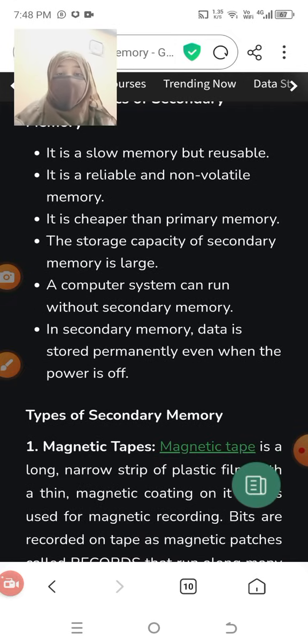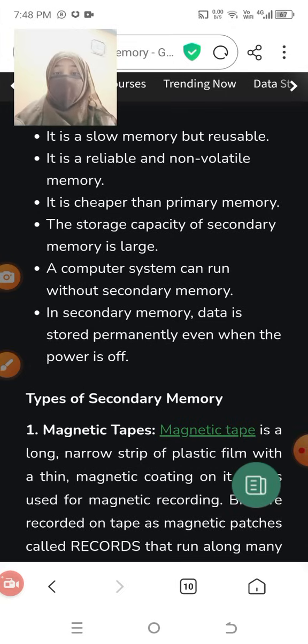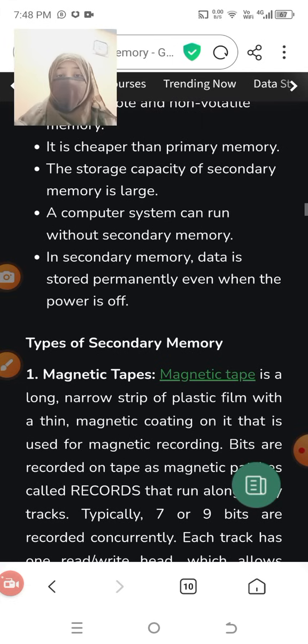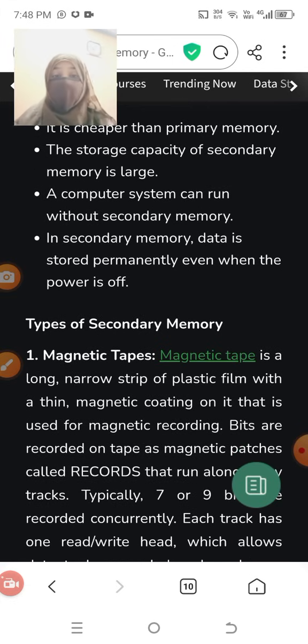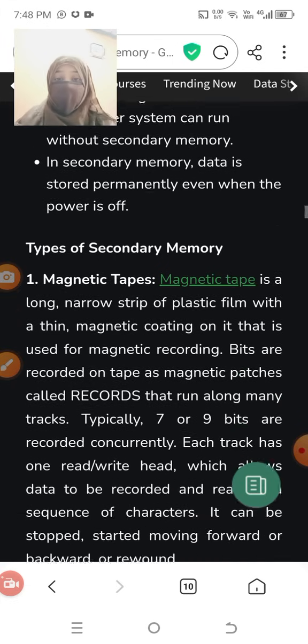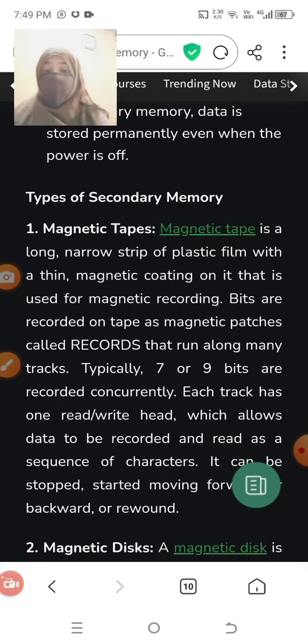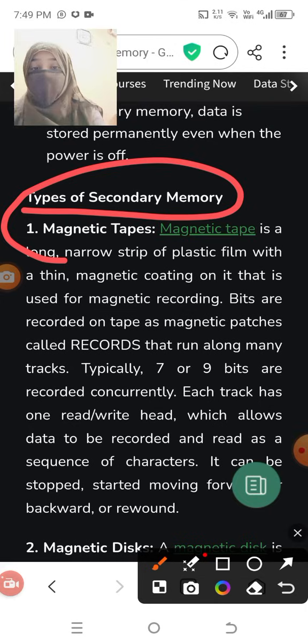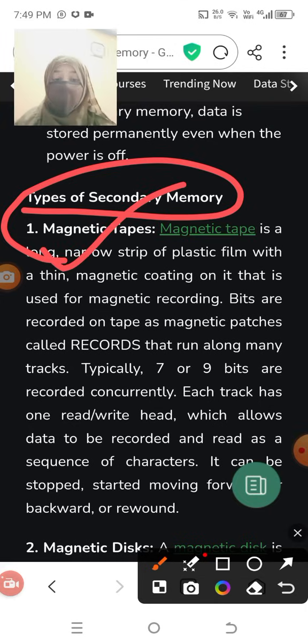The storage capacity of secondary memory is large. It depends on you how many GBs you are using as secondary memory. A computer system can run without secondary memory. In secondary memory, data is stored permanently even when the power is off. Now we are moving towards the types of secondary memory. Here is the first type, that is magnetic tapes.